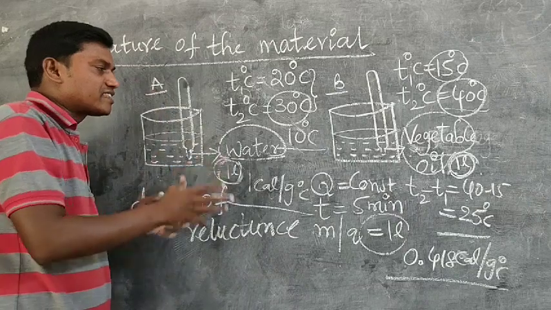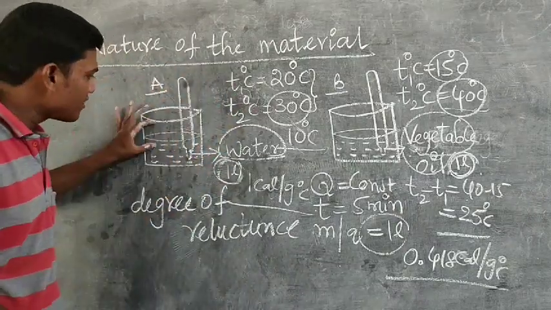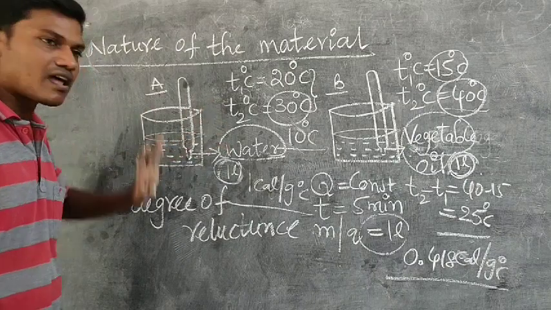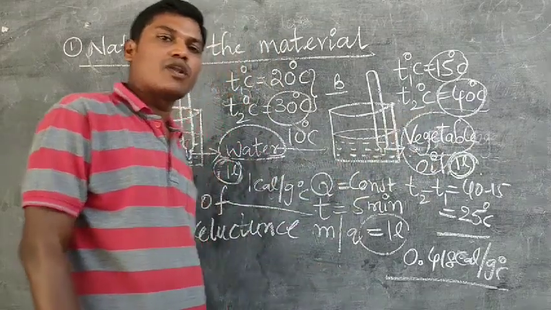So first of all, you take two pans or vessels, A and B. The A vessel is filled with 1 liter of water, and in the B vessel we take 1 liter of vegetable oil.